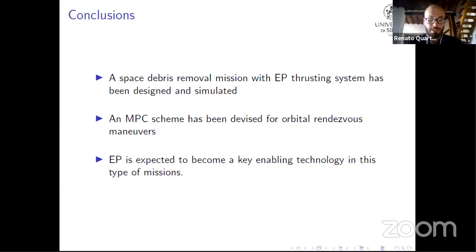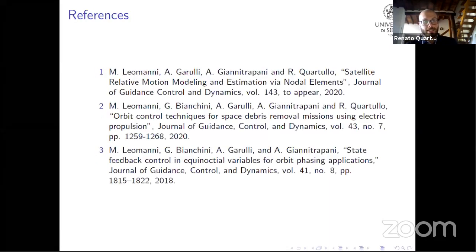So in conclusion, in this work, a space debris removal mission has been designed and simulated. And in particular, the orbital rendezvous stages, for which an MPC scheme has been worked out, since the MPC approach has been identified as the most suitable control technique. Finally, the validity of electric propulsion for this mission has also been shown based on the data that I showed you before. Thank you for your attention.